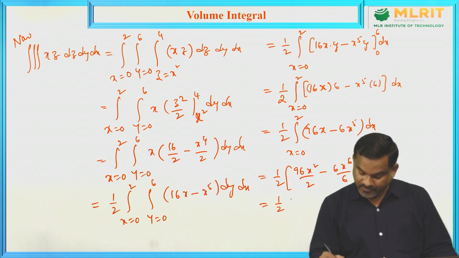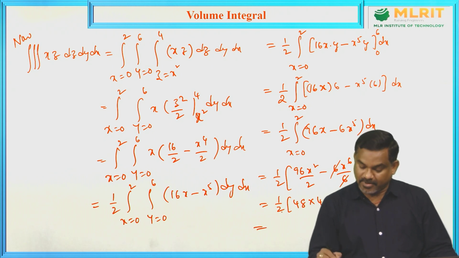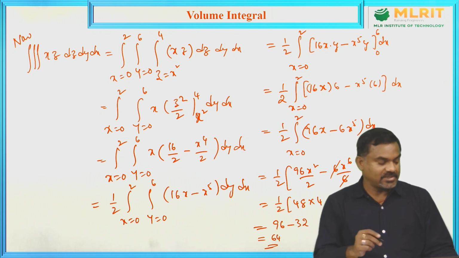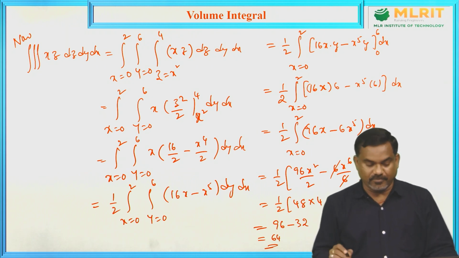So this is half into 48 into x square is 4 minus, these two get cancelled. So this is 64. So again by multiplying with 1 by 2, this becomes 24 into 4, 96 minus this is 32. So which results as 64. So the first volume integral is 64.